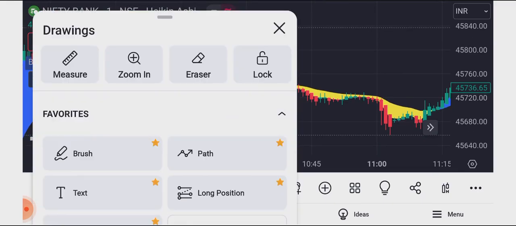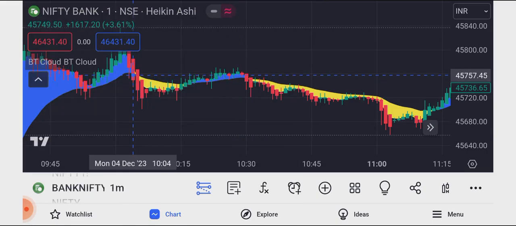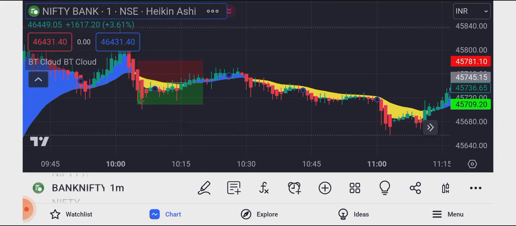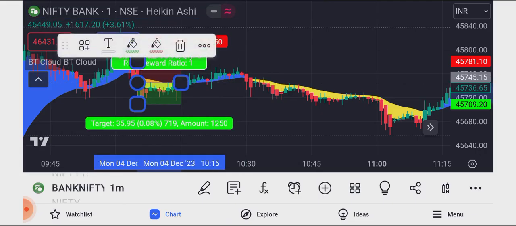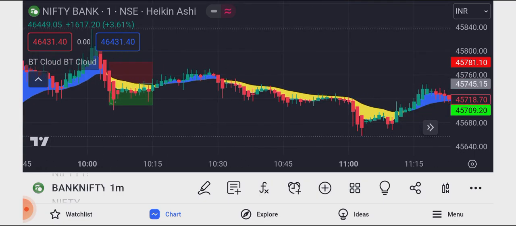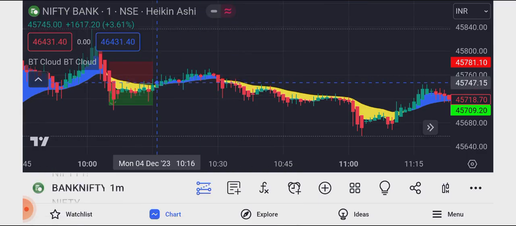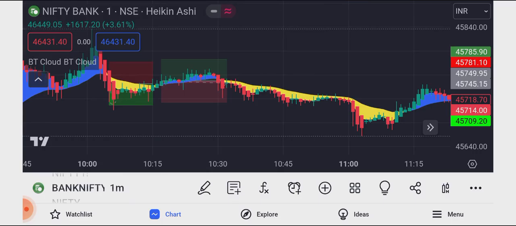So what is our entry and target? Yellow cloud is started, so our entry is a short position. Once yellow has started and the candle is closed, we need to enter, and the minimum risk reward is 1 to 1. If you check, the 1 to 1 risk reward is completed. Now buy is coming, so we again go to a long position, and once the candle is closed, we enter the trade. Risk reward is 1 to 1, but in this case the stop loss is hit.